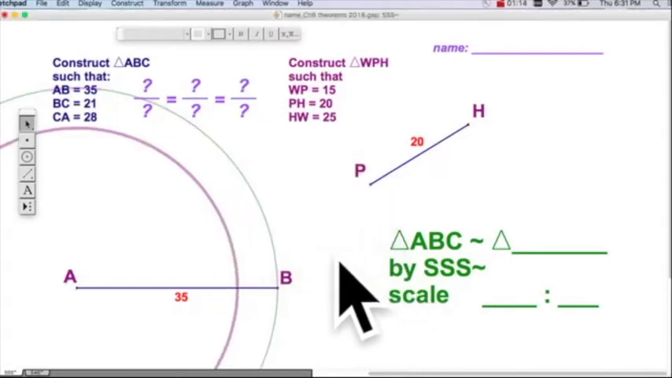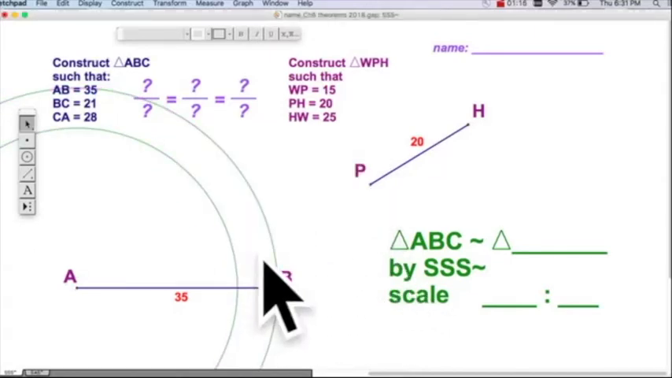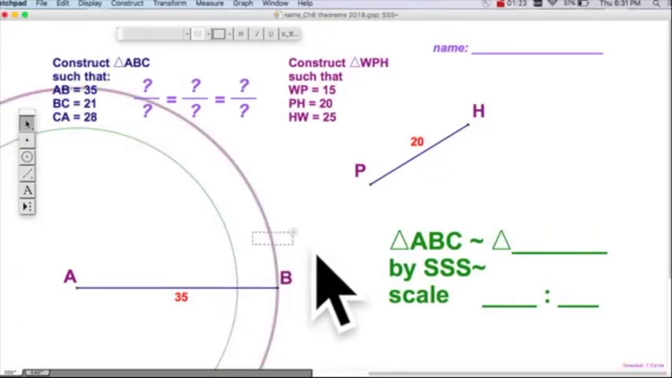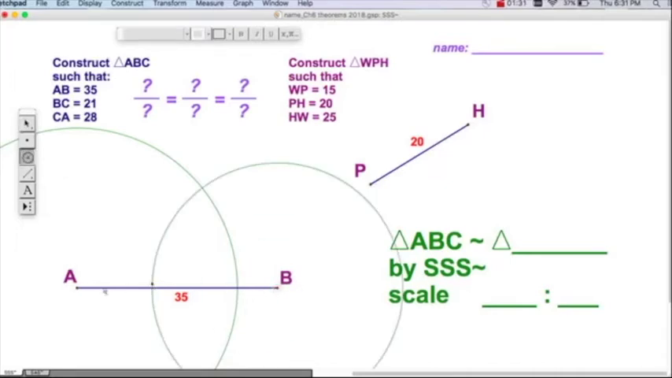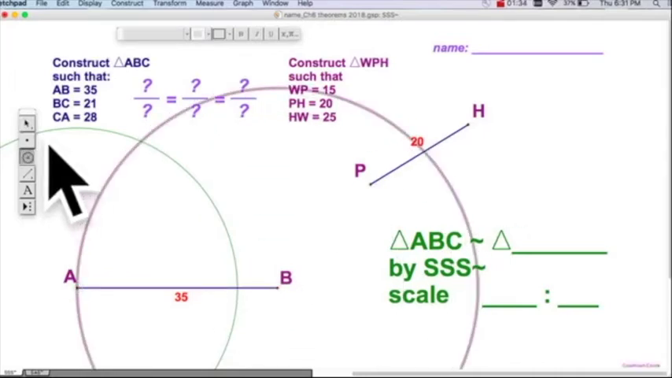If this is 35, this circle has a radius of 28. That's how it works. So go ahead and hide this one now. Select it, Command H, because you don't want to get confused. And you can see where we're going with this. B to A. Hey, this looks really familiar.